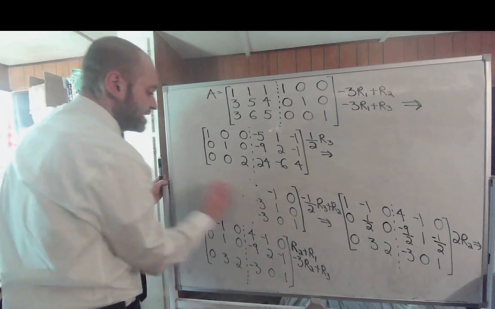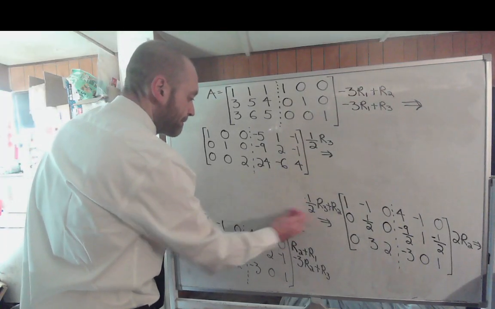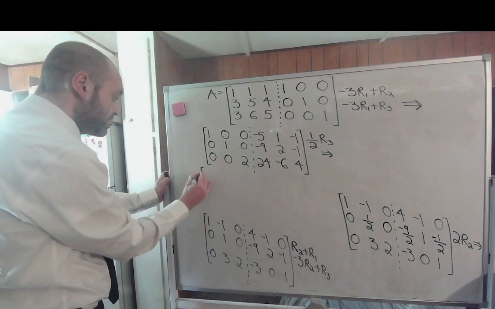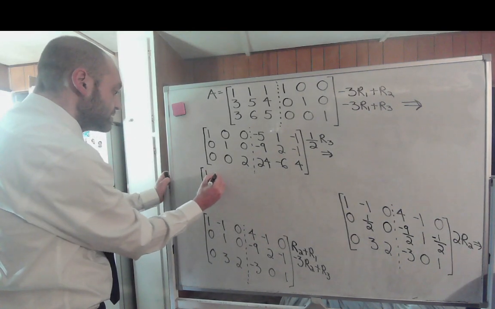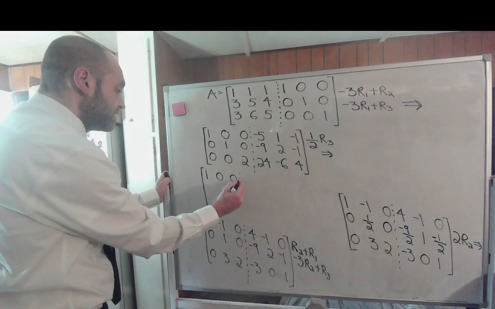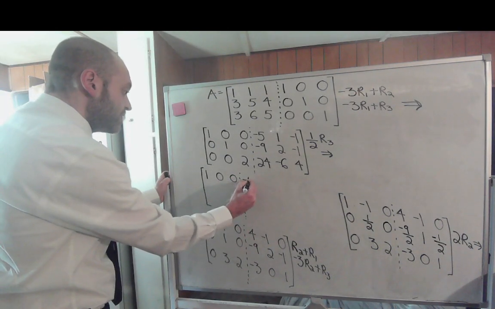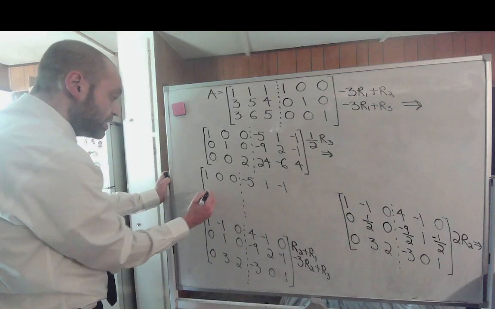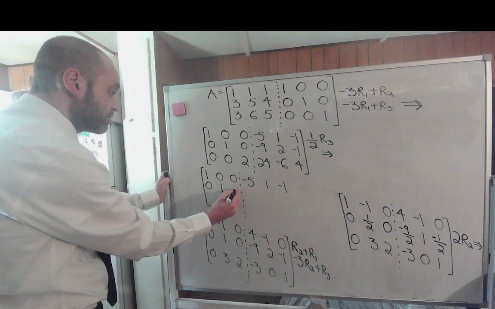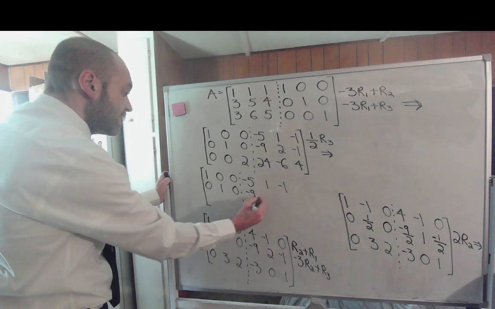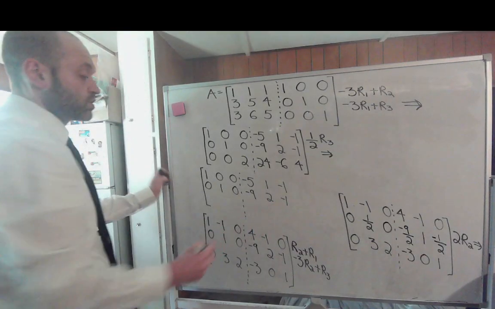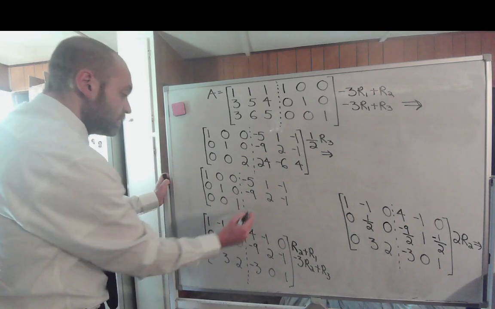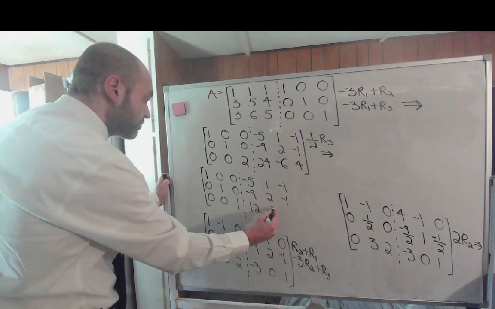So let me erase some space here. I'm going to bring this down here, okay? So we'll end up having 1, 0, 0, because we're leaving row 1 alone, negative 5, 1, negative 1, and then you'll end up having row 2 left alone, 0, 1, 0, negative 9, 2, negative 1, but we're going to take half of row 3, so you'll get 0, 0, 1, 12, negative 3, and 2.